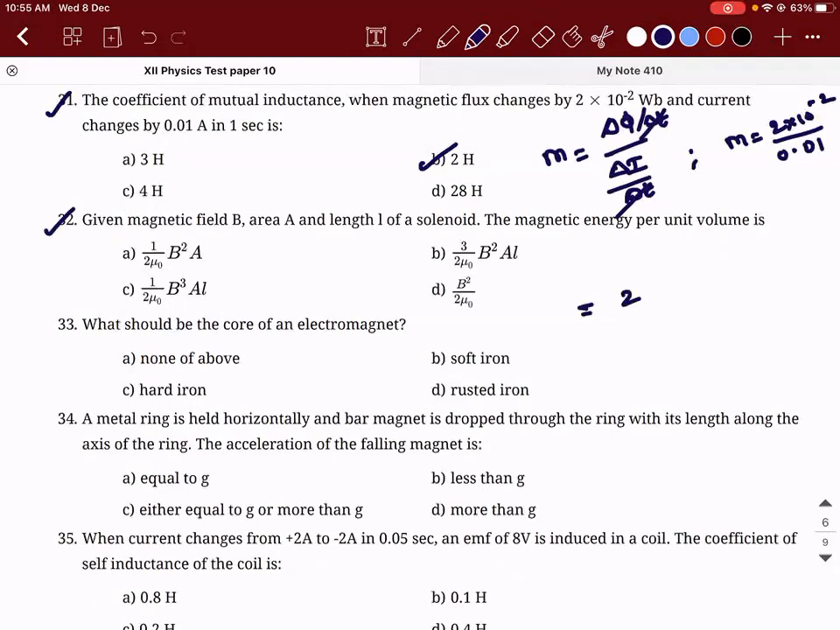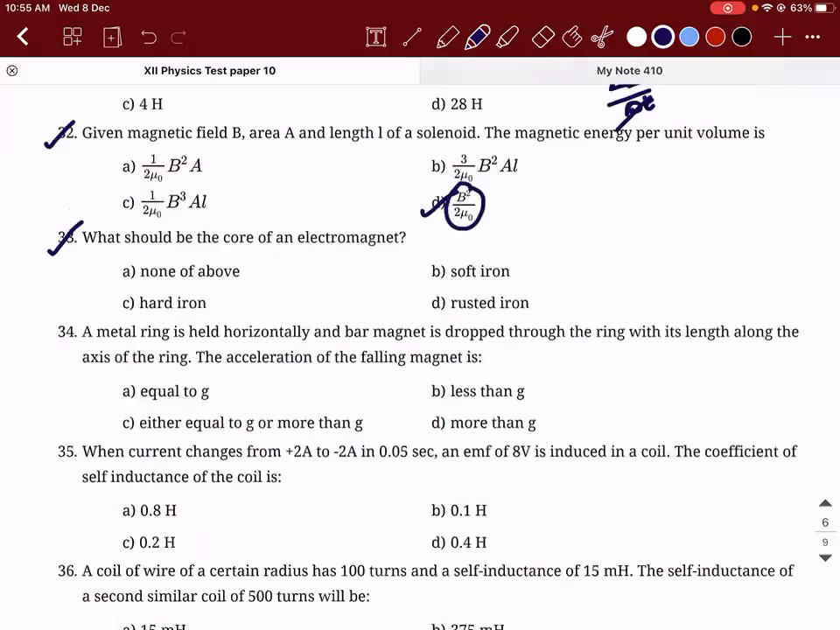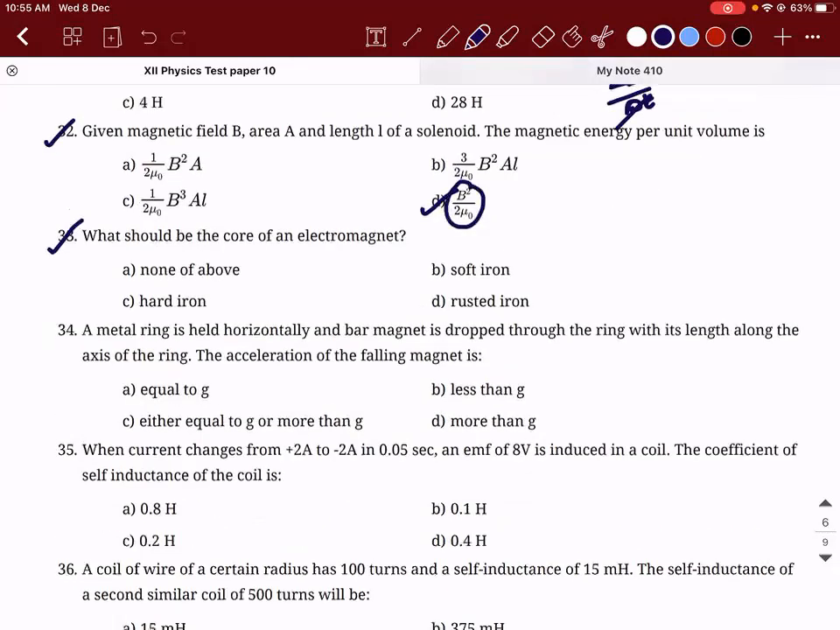32nd, what is the answer? Given magnetic field B and area and length of the solenoid, the magnetic energy per unit volume is how much? Option D, B square divided by 2 mu naught, correct. 33. What should be the core of an electromagnet? Soft iron. There is a formula, guys, B square divided by 2 mu naught. You should use a soft iron, correct.